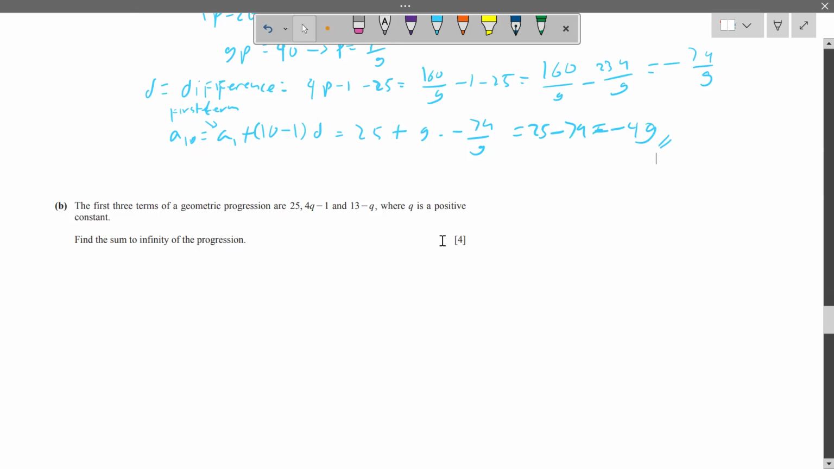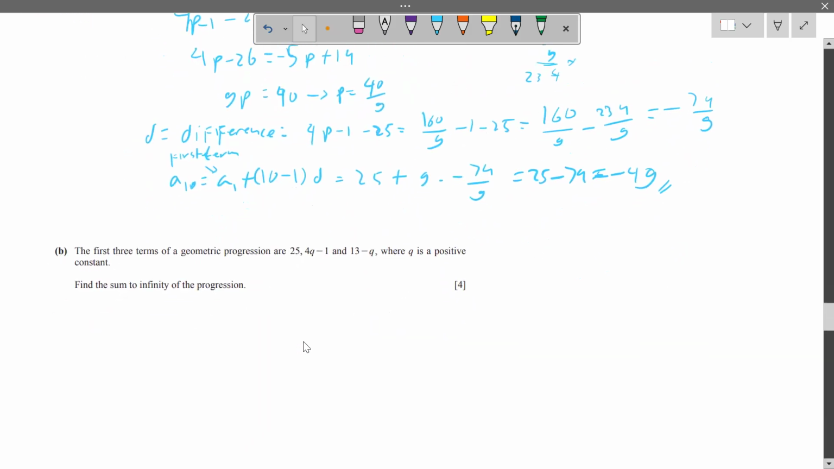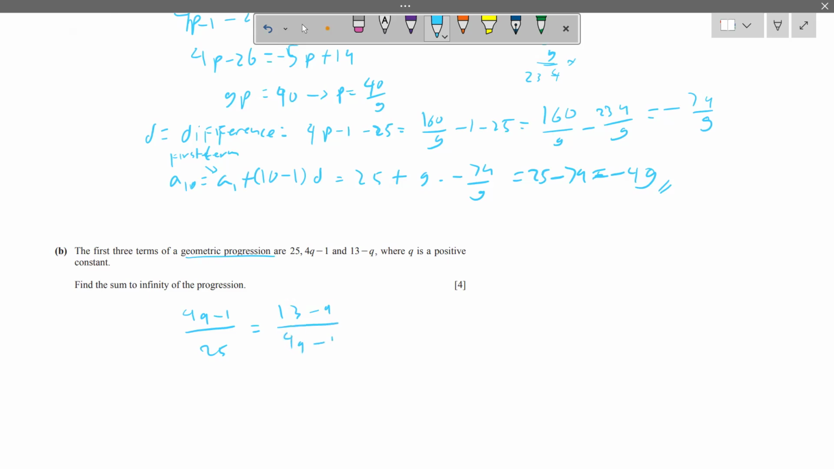All right, B. The first three terms of a geometric progression are this. The same kind of terms are now the first three terms of a geometric progression. They're not the same terms, but they have the same pattern. Now we have to find the sum to infinity of this progression. Because it's a geometric progression, we know that 4q minus 1 over 25 must be equal to 13 minus q over 4q minus 1. So we will solve this.